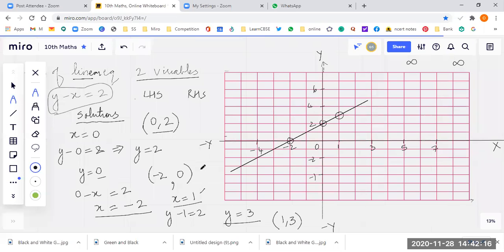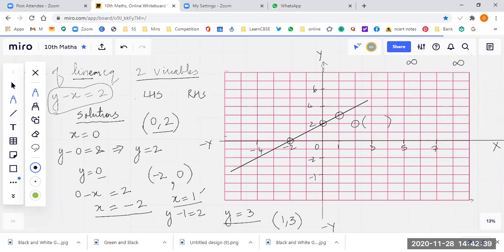And students, interesting thing. I have taken 3 points on this line. All the 3 points are in a straight line. Let me take one more point which is not on the line. Let me take this point. I'm going to teach you something very interesting. Anyone can tell me the coordinates of this point?